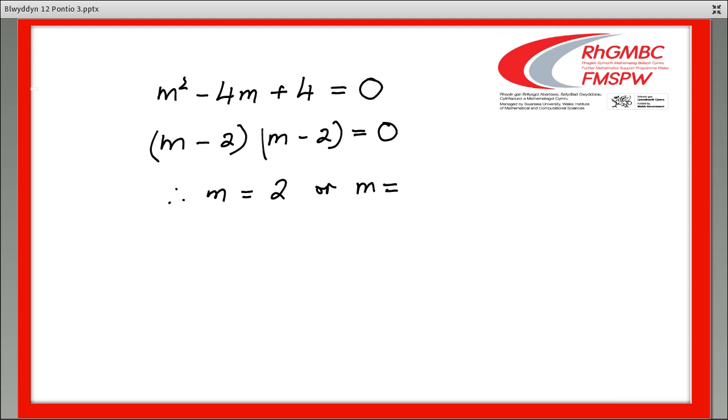Oh, this time we've got a repeated root. They're both real numbers, but it's repeated. The consequence of this now applies to the final stage. Because it appears as if we've only got one answer, I need to make it two. Now the way in which we do that is we say the following.